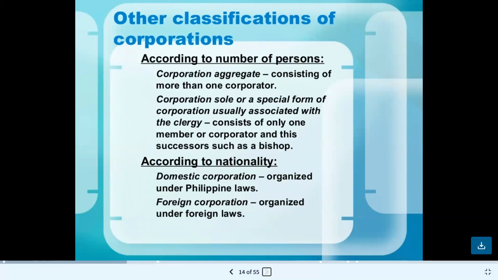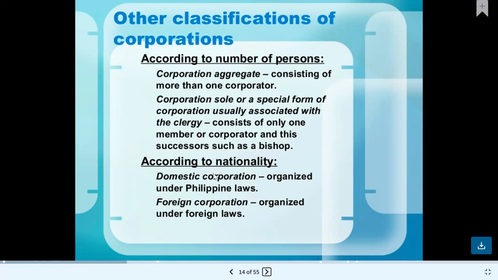Other classification of corporations, if according to number of persons, you have here corporation aggregate. So it means consisting of more than one corporator. Corporation sole is a special form of corporation usually associated with the clergy. So it consists of only one member or corporator and his successors, such as a bishop. It's more on the religious.